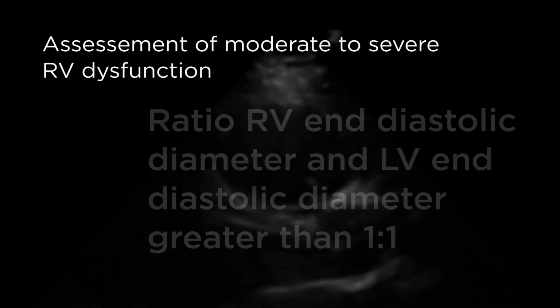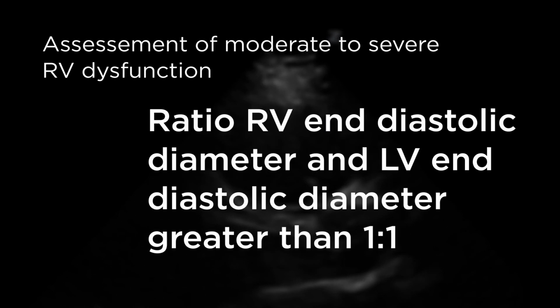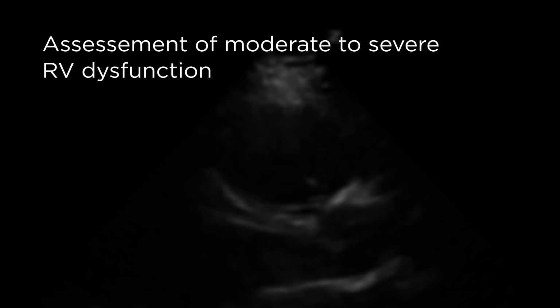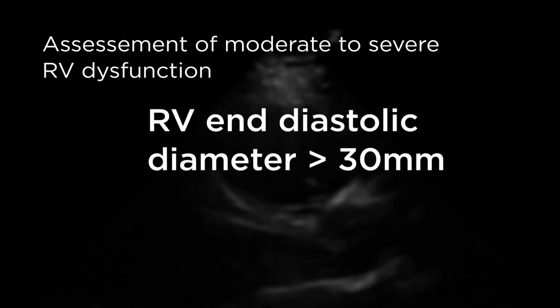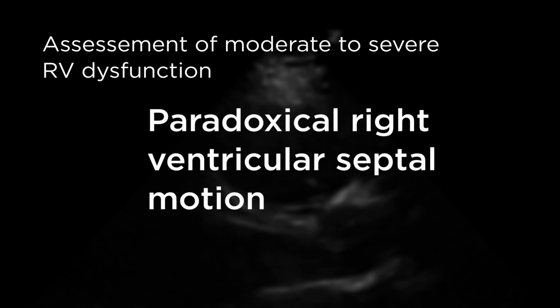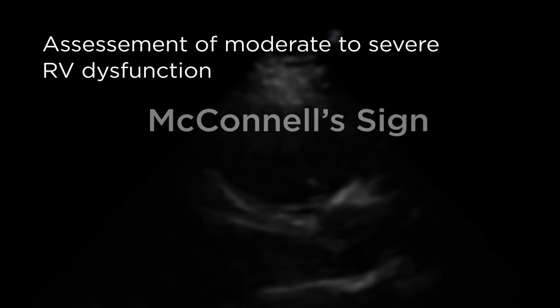Ratio of right ventricular end diastolic diameter to left ventricular end diastolic diameter greater than 1:1. Right ventricular end diastolic diameter greater than 30 millimeters. Paradoxical right ventricular septal motion. McConnell's sign.